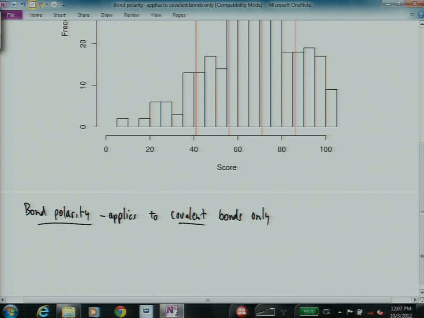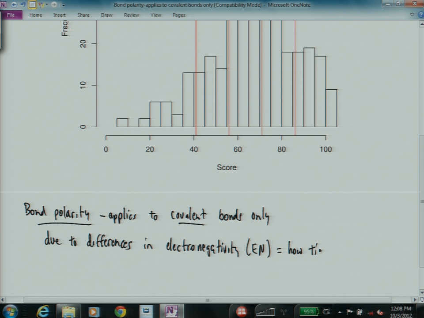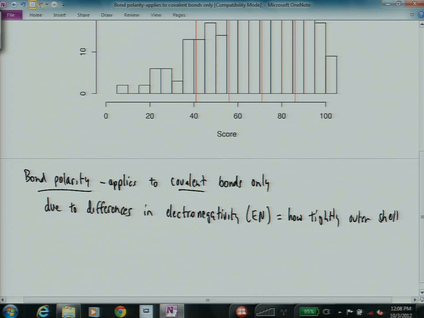And it's due to differences in electronegativity, EN for short. And that is a reminder, that's how tightly the outer shell electrons are held to the nucleus.